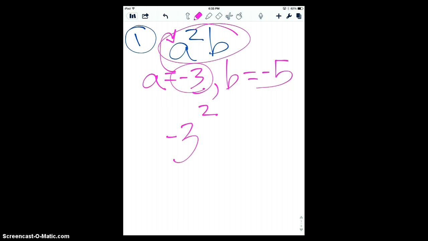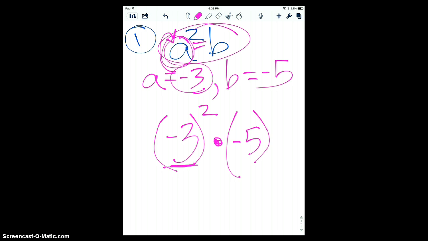But what operation is happening between A to the second power and B? If there's nothing there, we assume it's multiplication. So I'm going to put a multiplication sign with the -5, and you could put that in parentheses. Now the way I wrote this is technically wrong, because I need parentheses around that -3, because my whole A value is being taken to the second power. So I need to make sure and show that -3, not just 3, needs to be taken to the second power. Then from there we start with order of ops.